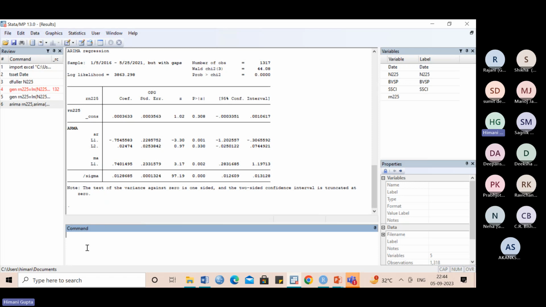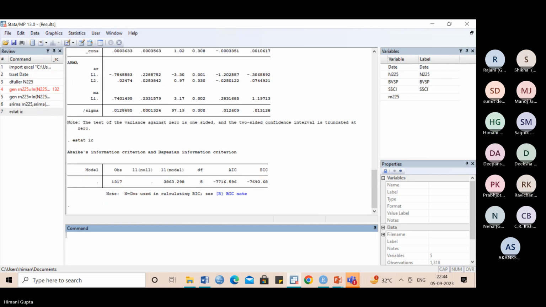Now in this, you will see that AIC, BIC is not there. Are you getting how you are going to check? AIC, BIC is not given. So how to get your AIC, BIC? You just write estat ic. Now you will see that AIC and BIC are there. So for each and every model, create the model, calculate AIC, BIC, and then see which model is the best model.